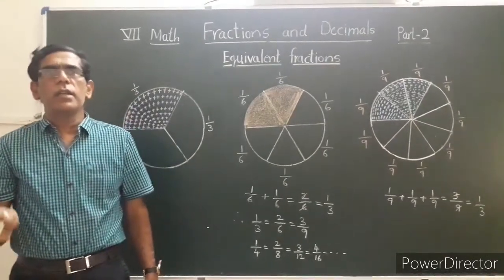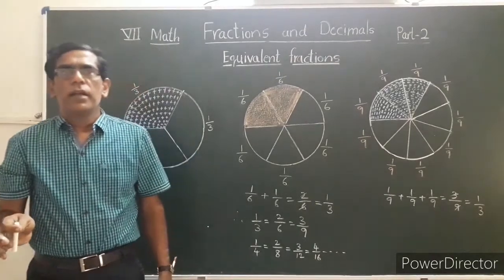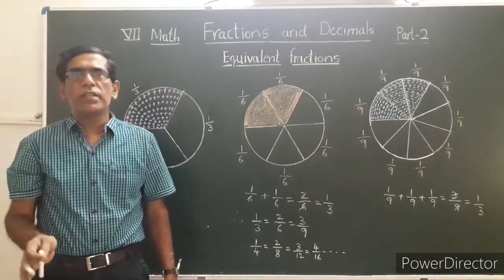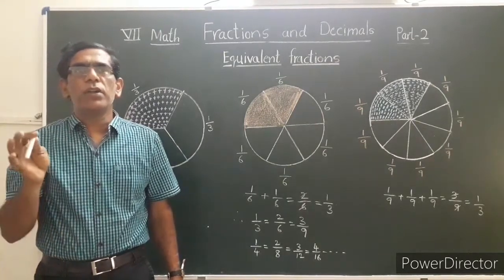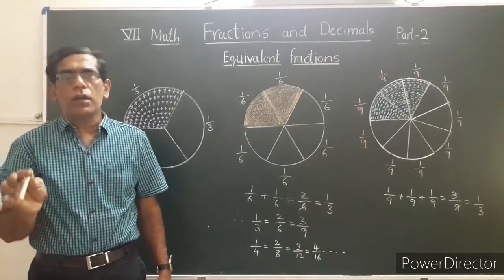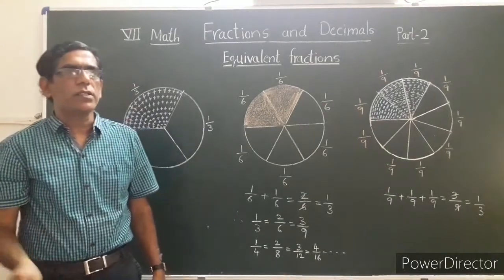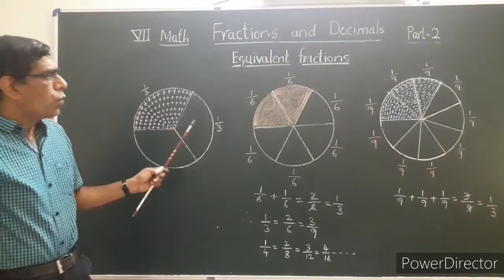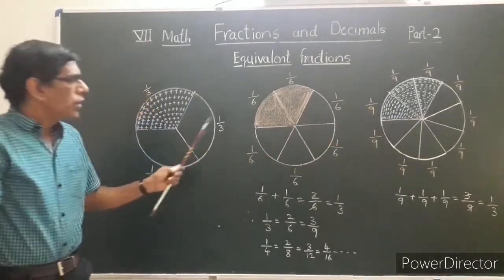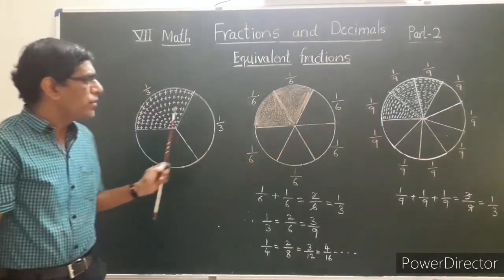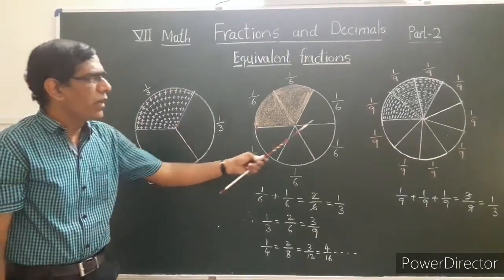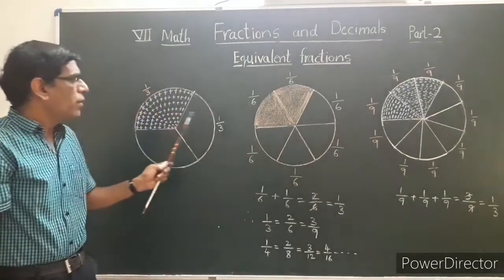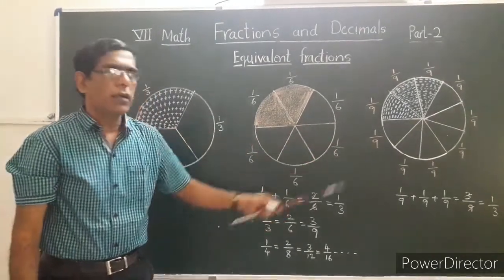Equivalent fractions can be defined as follows. Two or more fractions which represent the same part of a whole are called equivalent fractions.